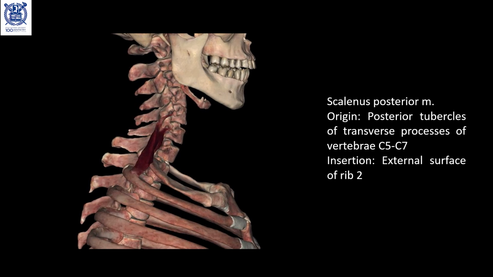It is supplied by the cervical nerve C5, 6, and 7, and it is occasionally blended with the middle scalene. Its arterial supplies are from the ascending cervical artery and superficial cervical artery. Its main action is to elevate the second rib and to tilt the neck to the same side.